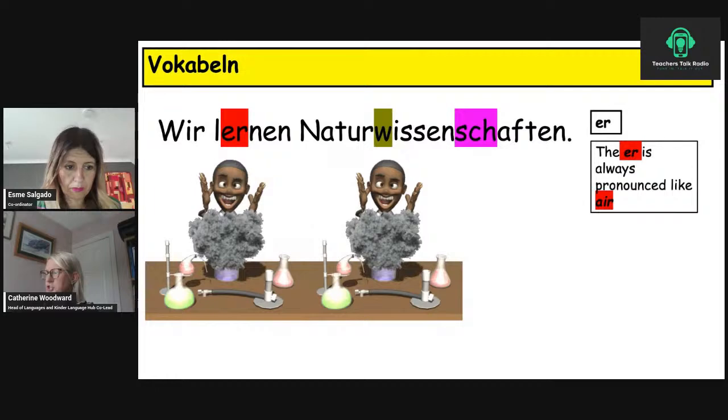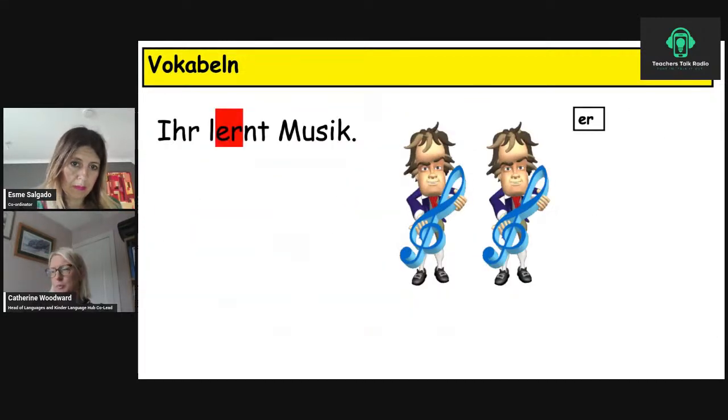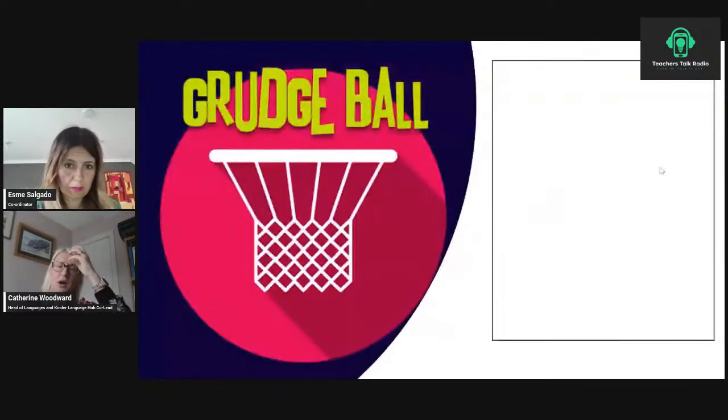I wanted to share with you a lovely way of practicing this called grudge ball. My children absolutely love grudge ball. You will need to buy a little basketball net. You put the basketball net on the wall, it sticks on the wall, and you give each team 5 lives or 3 lives, whatever you want to do.